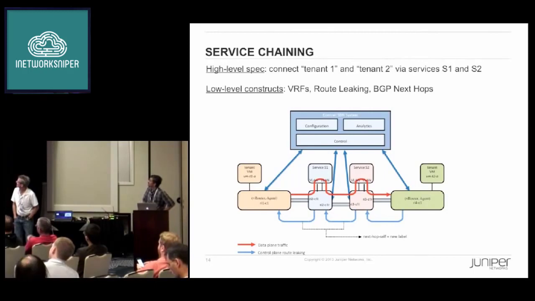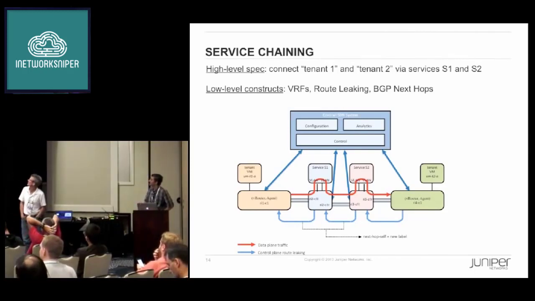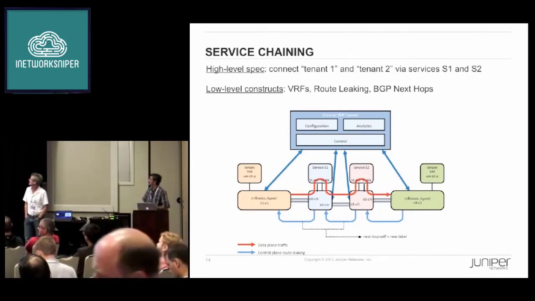Just a couple, but I won't go into details here. Yeah, so we support service chaining, so you can have multiple services. A packet can be sent from a VM to a service, which could be a firewall, from there to a load balancer, and then to the destination VM. And this is all orchestrated by the control plane using BGP.